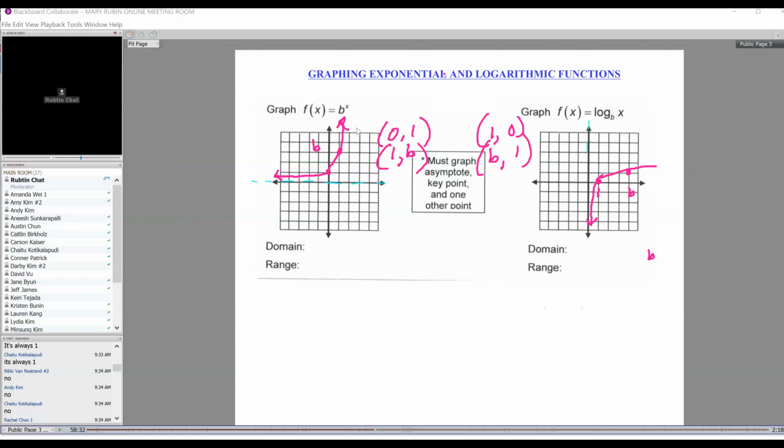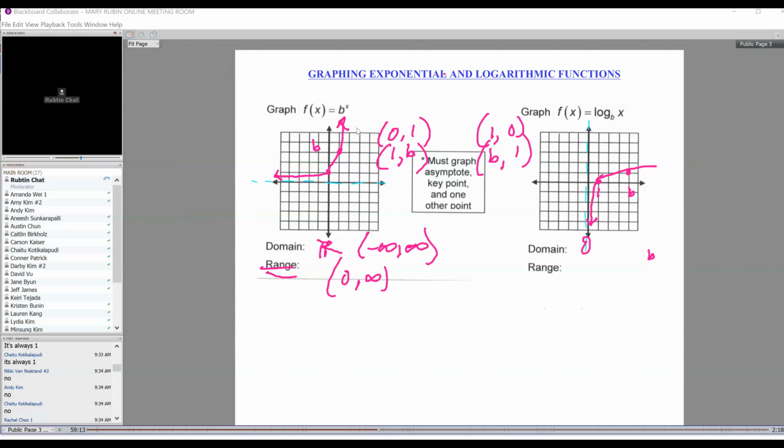Okay, domain and range, just reverse also. So my domain for this is all real numbers. My range is what? So Ryan, what is my range for this? My domain is everything. What about my range? 0 to infinity. Nice. What about 0? Is it included or no? No. Good.